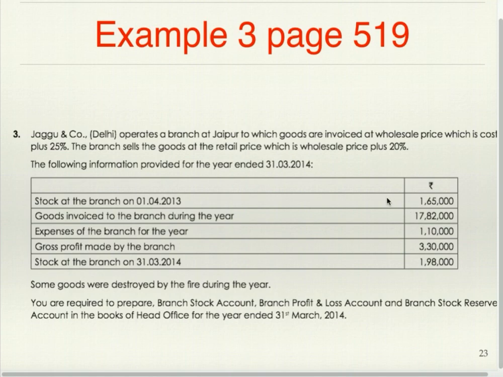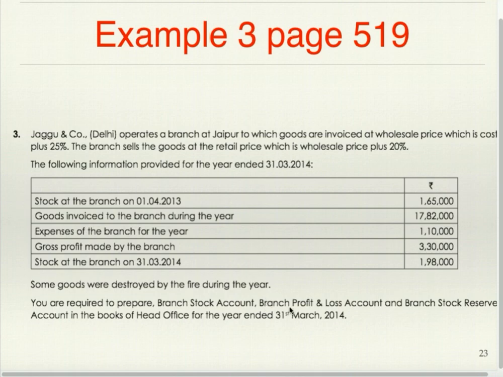So branch stock account, opening stock debit, goods sent to branch is debited. Closing stock you are supposed to credit. Find out sales figure. Sales figure also you will write to the credit of branch stock account. Gross profit is given. Gross profit will be debited to branch stock account only. We'll call it surplus, apparent gross profit, and balancing figure will be goods lost by fire.